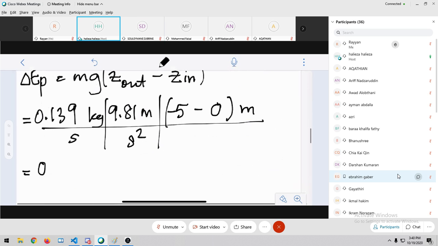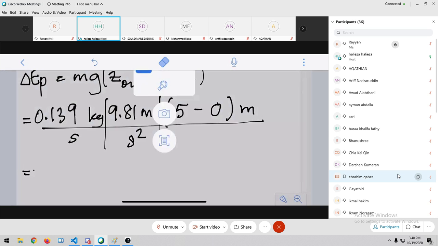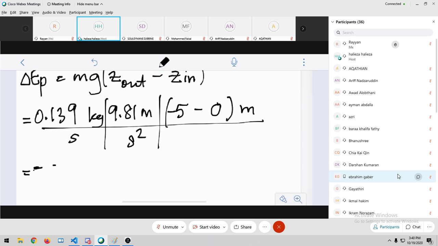Okay, now, what's the answer, please? Anybody? Give me a value, please. -6.82. Okay, let me erase that because I need space. What's the answer? I got -6.82. I believe 6.81. Okay.